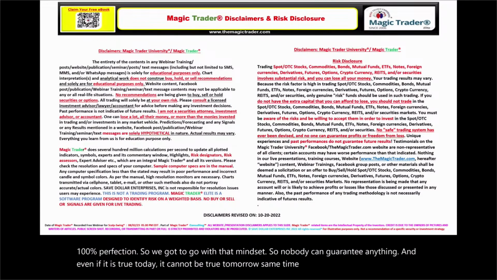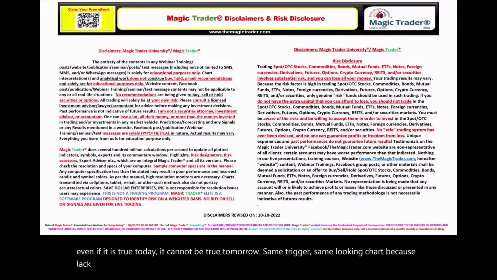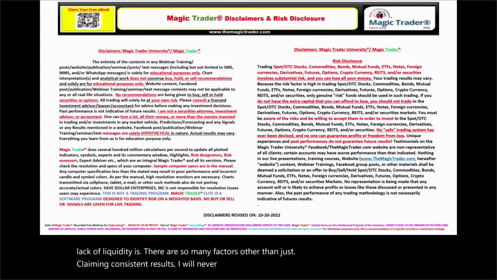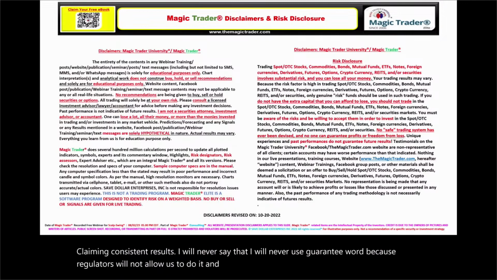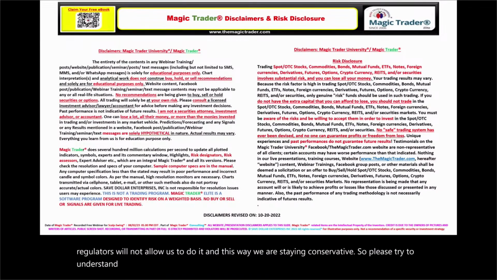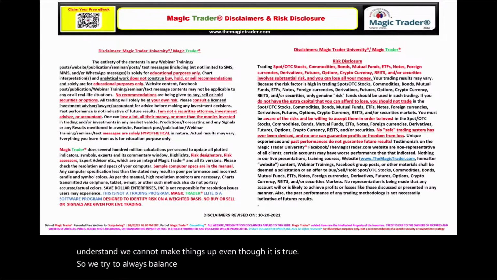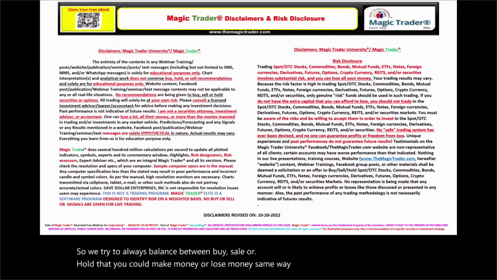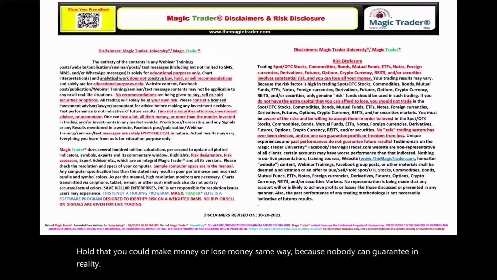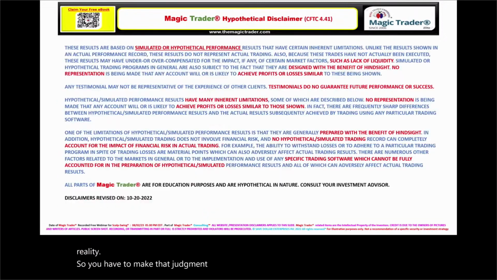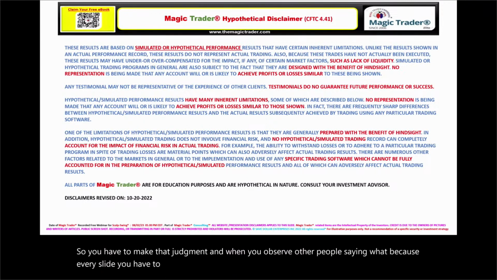Same trader, same looking chart, but lack of liquidity. There are so many factors other than just claiming consistent results. I will never say that. I will never use the word guarantee because regulators will not allow us to do it, and this way we are staying conservative. Please try to understand we cannot make things up even though it is true. We always try to balance between buy, sell, or hold, that you could make money or lose money, because nobody can guarantee in reality. So you have to make that judgment when you observe other people saying otherwise, because every slide we have to submit for their review.